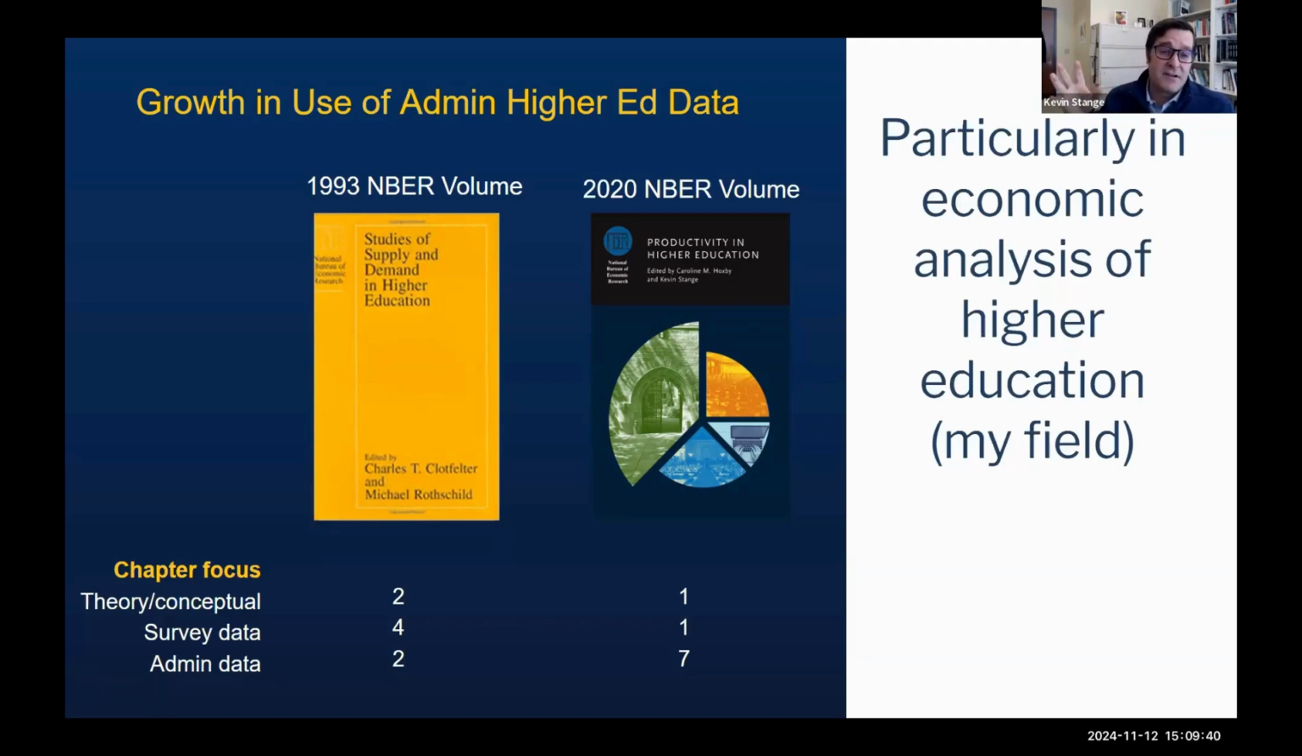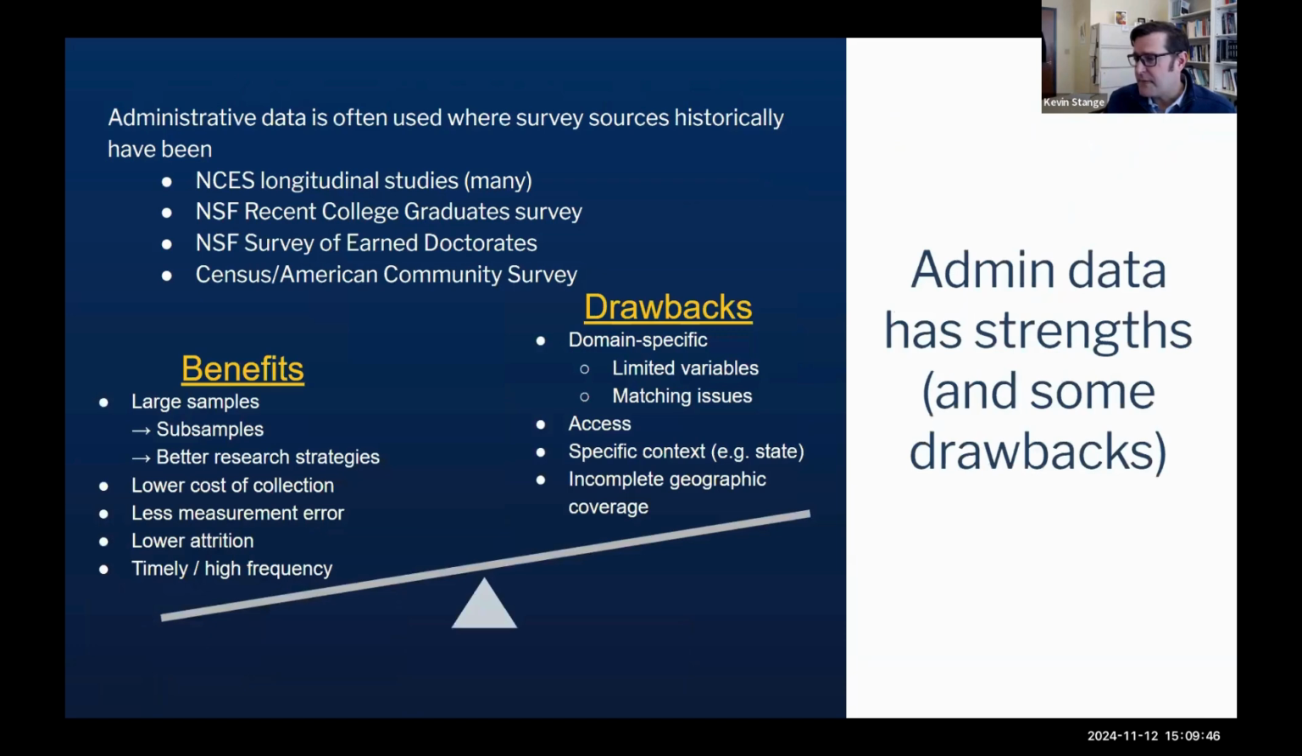Again, this is in higher education and with an economics lens, but the phenomenon is much broader than that. Why? Administrative data is often used where you might see more traditional surveys used to study various research questions. In education, I have in mind all the really terrific NCES longitudinal studies, like NELS and ELS and Bachelor's and Beyond, and the Beginning Postsecondary Survey. This is the data I used in my dissertation many years ago, before admin data was easily accessible.